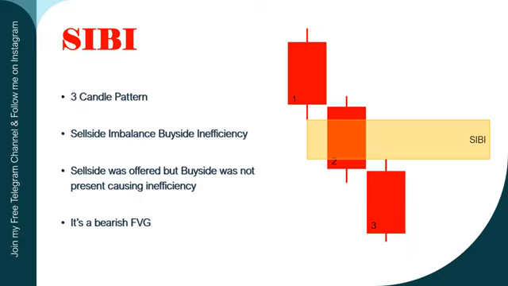So this first candle here and that third candle will create this void that is going to be left. So just like the BC, the CB is also a three candle pattern, you need the first candle's low not to touch the third candle's high. Then you have a CB. In short, it's just a bearish fair value gap.